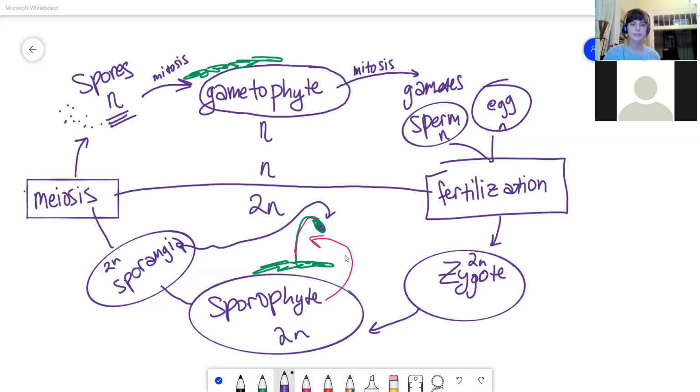Haploid and diploid, you just have to accept these words and learn them for now, and then you can put them away until you need them again, but you just have to get through it.